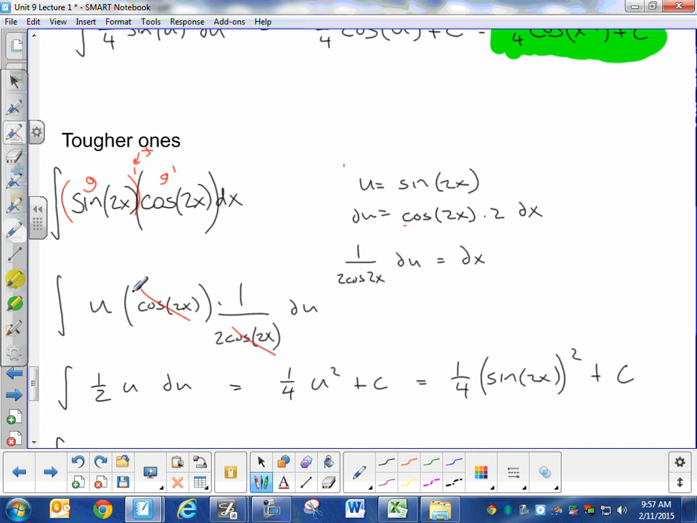Substitute that in, u goes for g, cos 2x stays, dx turns into 1 over 2 cos 2x, cos 2x cancel, we just have 1/2 u. I take the antiderivative. The antiderivative of u is just u squared over 2, or 1/2 u squared. So this is u squared times 1/2 times 1/2, that's 1/4 u squared. That's 1/4 sine of 2x squared.